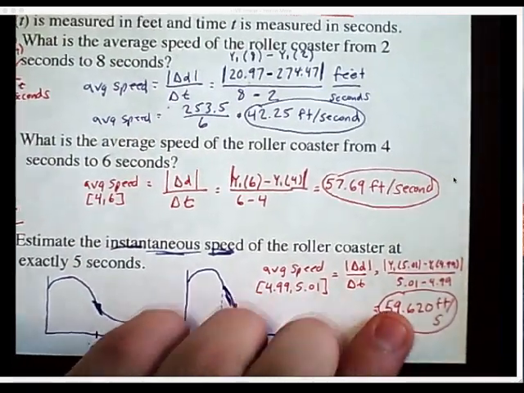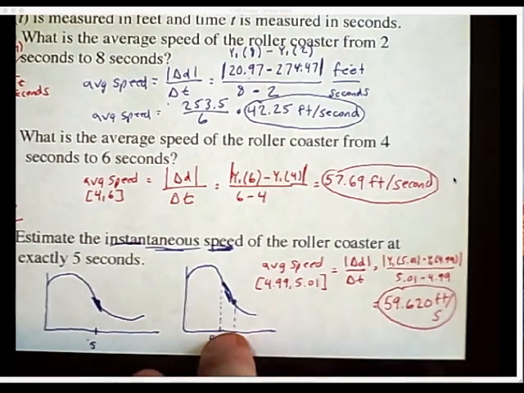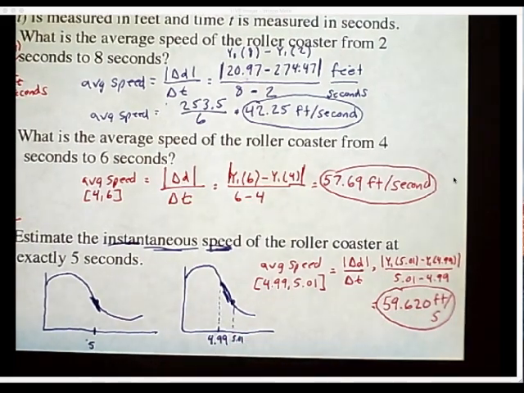Well, what did we get for an estimate? What do you know, 59.62, because we picked two values really, really close. So that's the instantaneous speed. So this was the first note card. Hopefully the video kind of solidifies your understanding a little bit. If you have any questions, just let me know.